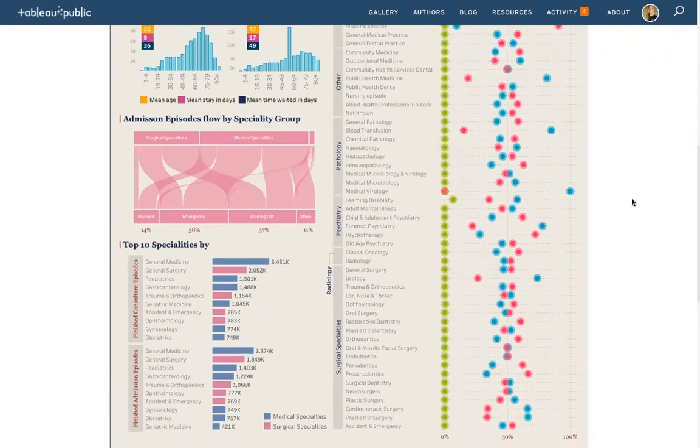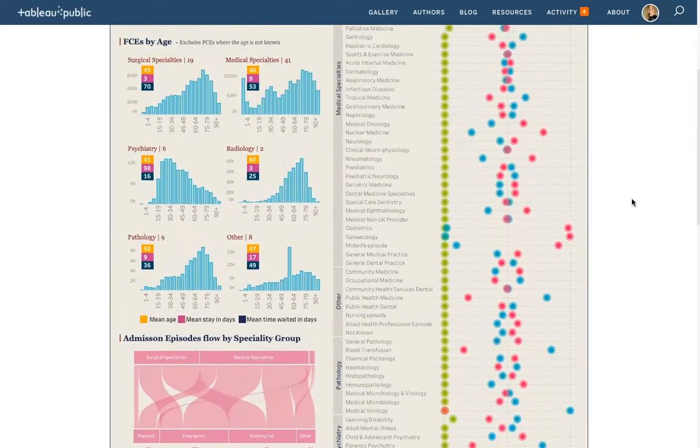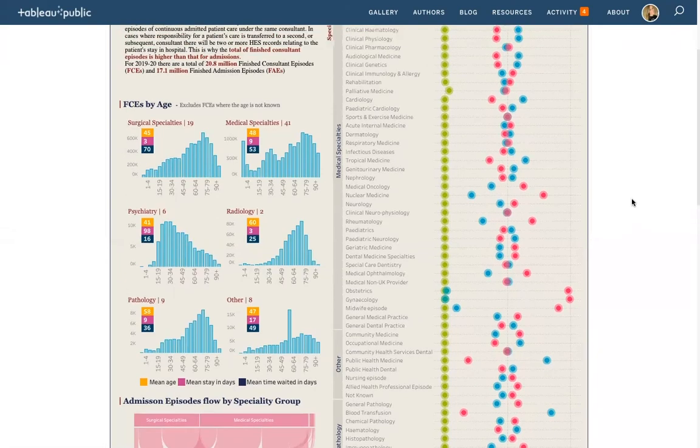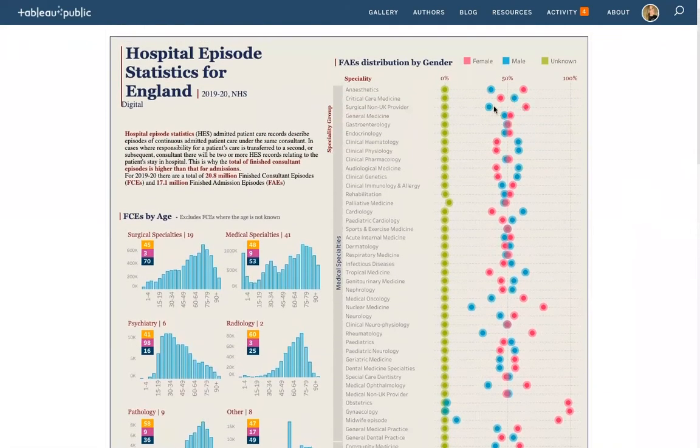But I think what really works about this is that it's not just a bar chart. We're actually showing something that can have some insight into it, so you can see your male female breakdown for that. As opposed to just being a descending bar chart by total admissions, we're actually showing the distribution and the spread across all of the different specialties. So I think it works nicely.